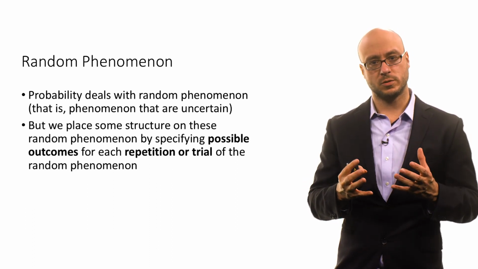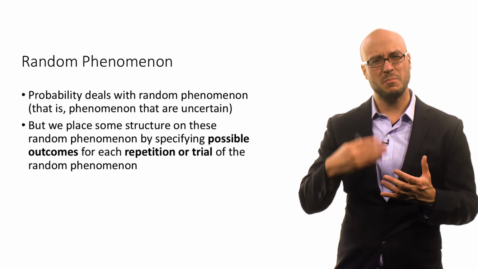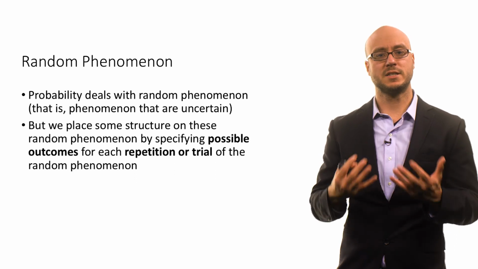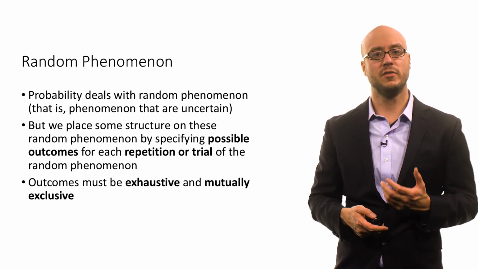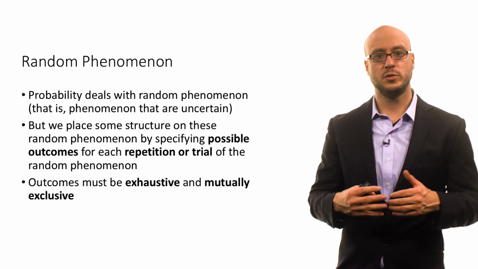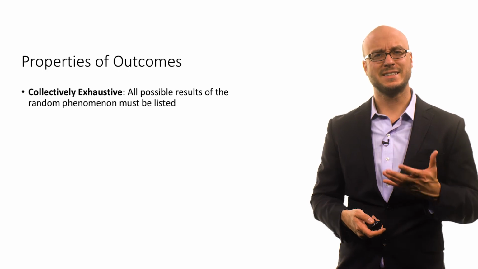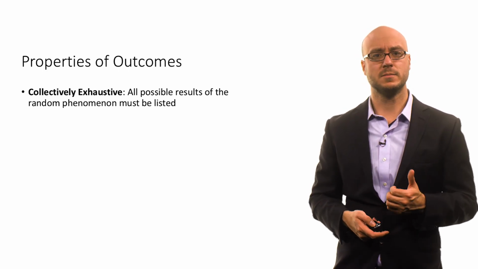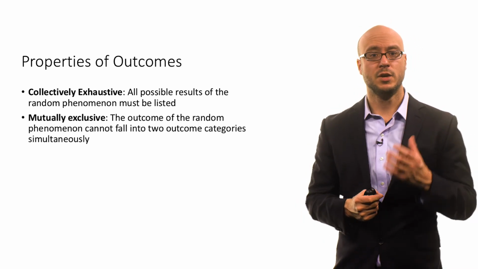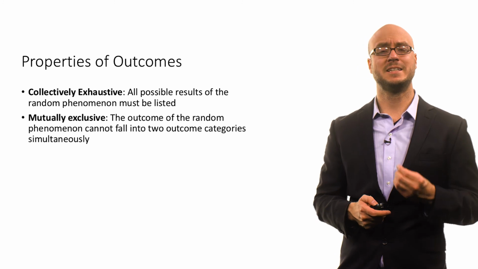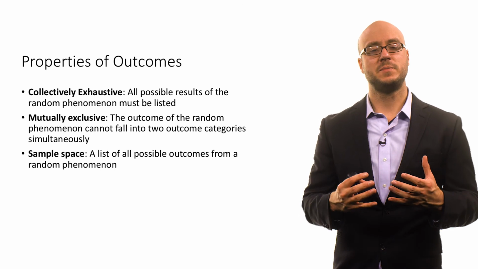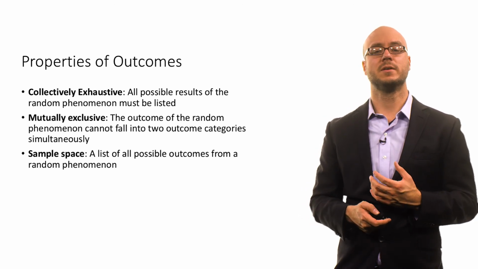When we analyze the social world, there are random phenomena, but we can impose some kind of structure to help us understand the world by specifying possible outcomes for each repetition or trial of the random phenomenon. These outcomes must be exhaustive and mutually exclusive to accord with the rules of probability. So let's think about the properties of outcomes. Collectively exhaustive just means that all possible results of the random phenomenon must be listed. Mutually exclusive means that the outcome of the random phenomenon cannot fall into two outcome categories simultaneously. And then the sample space is a list of all possible outcomes from some random phenomenon.